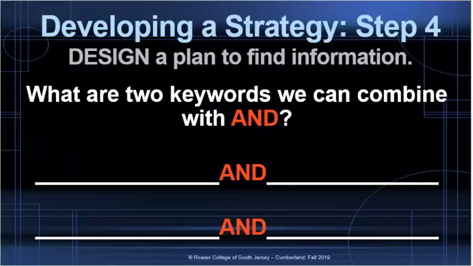What are some keywords that we can combine with AND? Well, first we could combine bullying and mental illness, or we could also combine cyberbullying and depression. By doing this, we're saying that we only want results that have both bullying and mental illness, or we only want results that have both cyberbullying and depression.